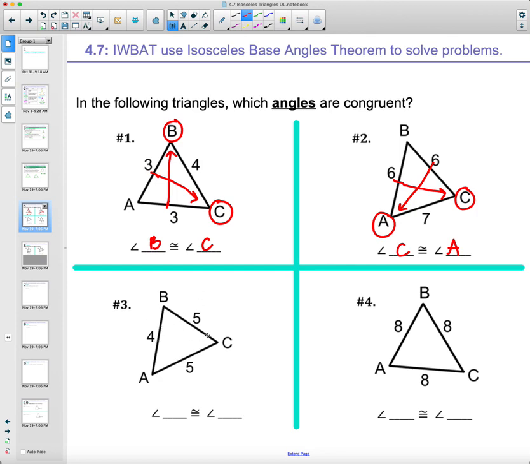Again, look for the sides that are the same. So this one and this one. So across from those would be B and A. And then in number 4, kind of a trick question because all 3 sides are the same. So in fact, all 3 angles are the same. That forces it to be equiangular as well.